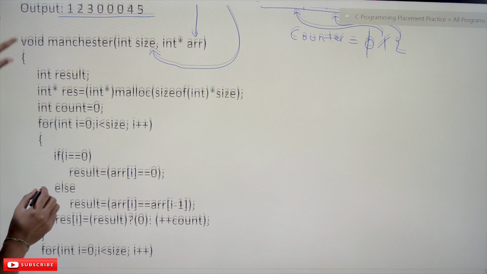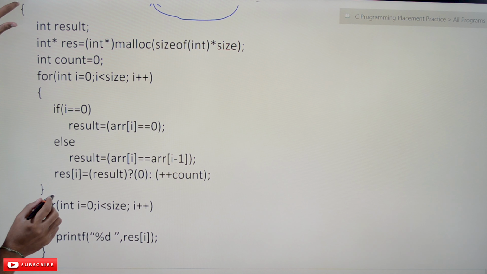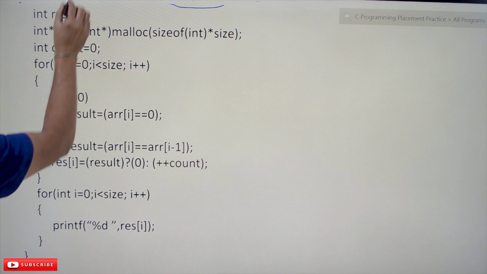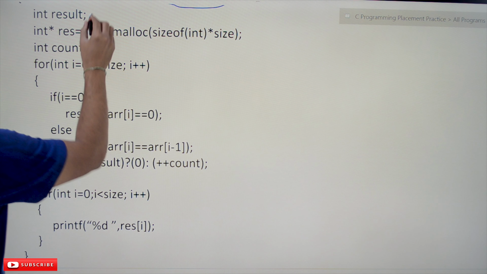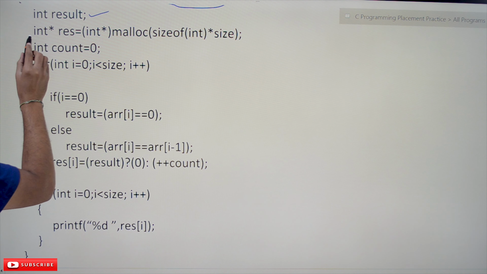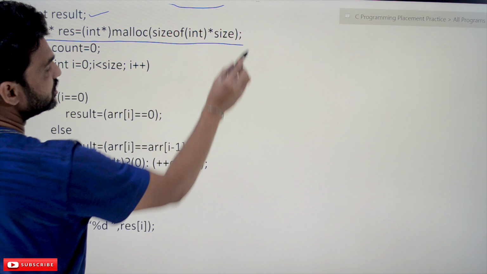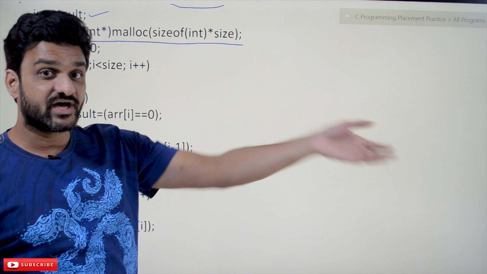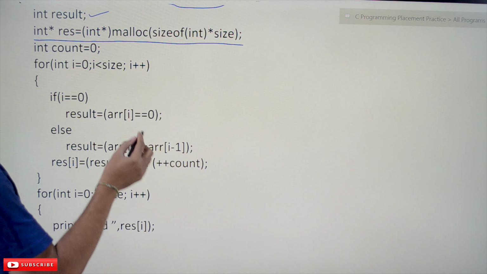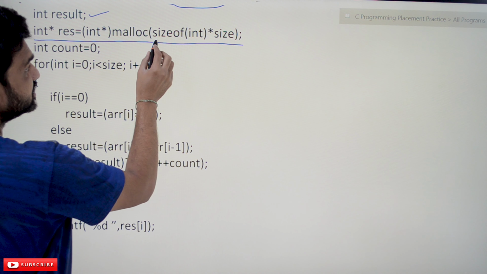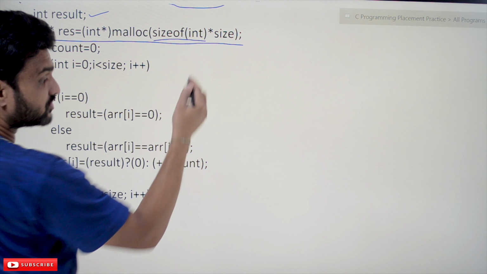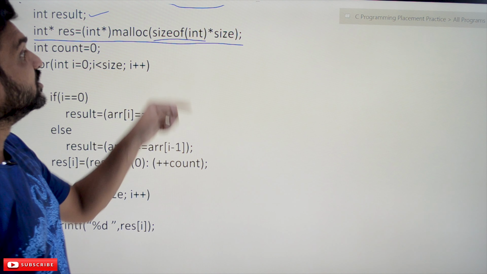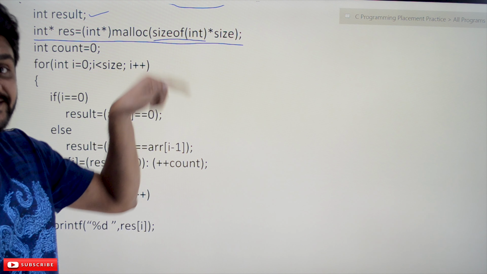So this is the function that we are going to change. We know these values, and here the variable result is there, and here we are creating the new array of the size of the input array. How are we going to do that? It is sizeof(int), because the elements are integers, zeros and ones, sizeof(int) into size. What is the size? In our test case it is 6.